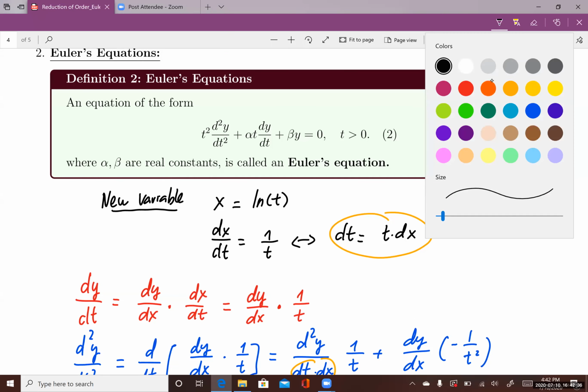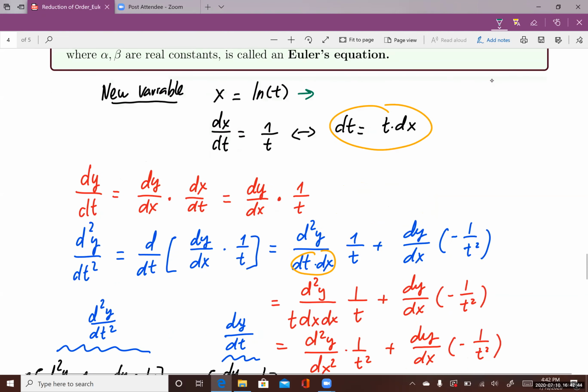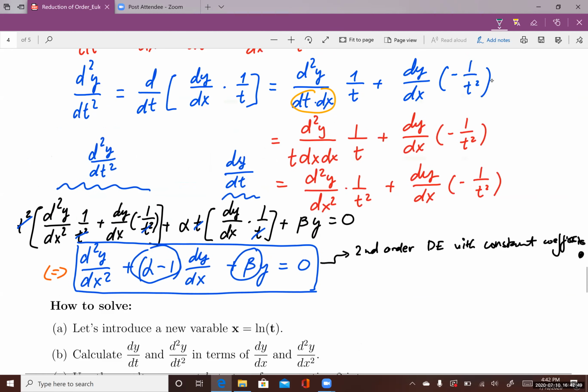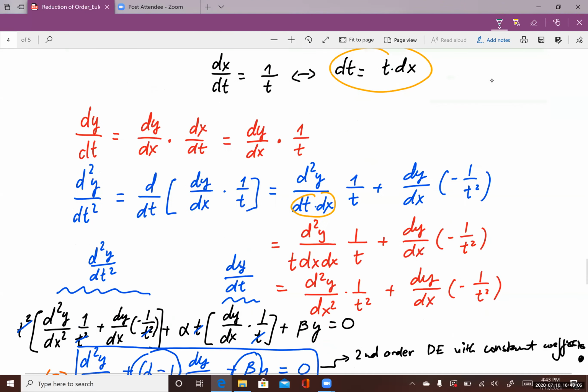Because if x equals the natural log of t, I can solve for y in terms of x. And once I have the function of y in terms of x, I just replace x by the natural log of t. So if you have y in terms of x, it's the same as y of the natural log of t. So now you have a function of y in terms of t.